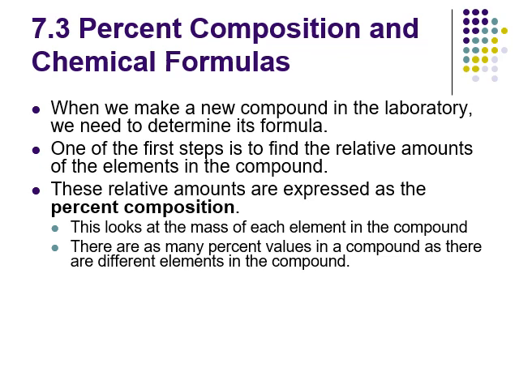And there are going to be as many percent values for a compound as there are elements. So for instance, if I'm looking at carbon dioxide, carbon dioxide consists of carbon and oxygen. So we'd have one percent for carbon, one percent for oxygen.